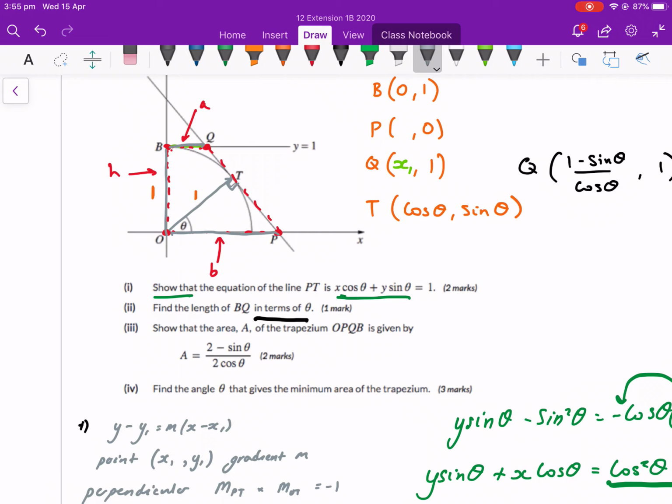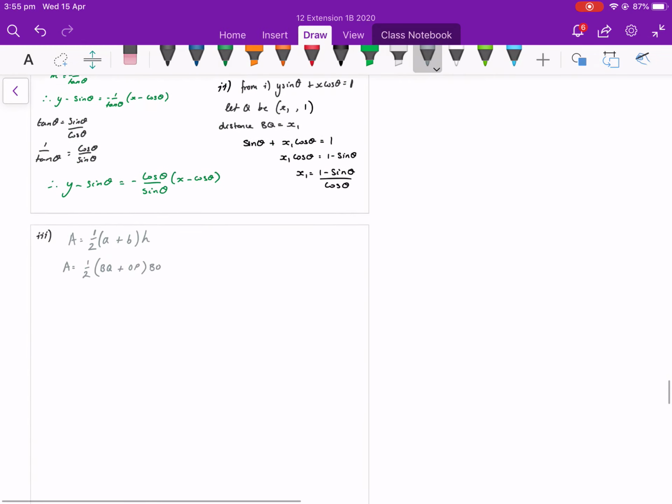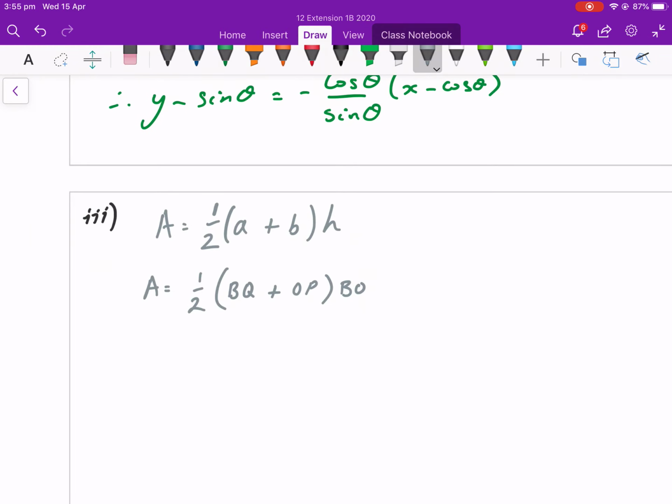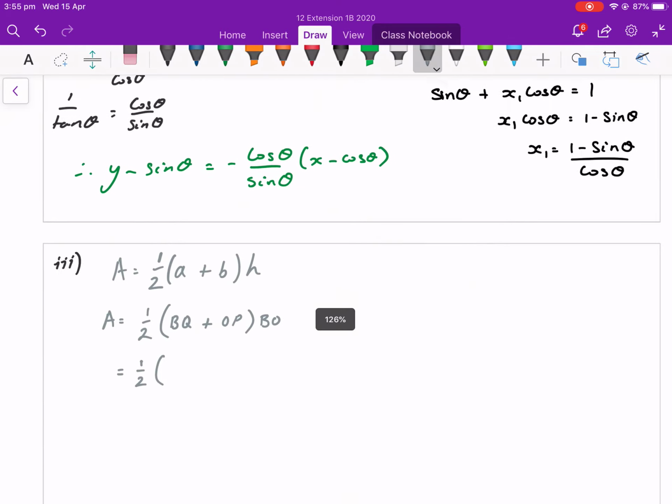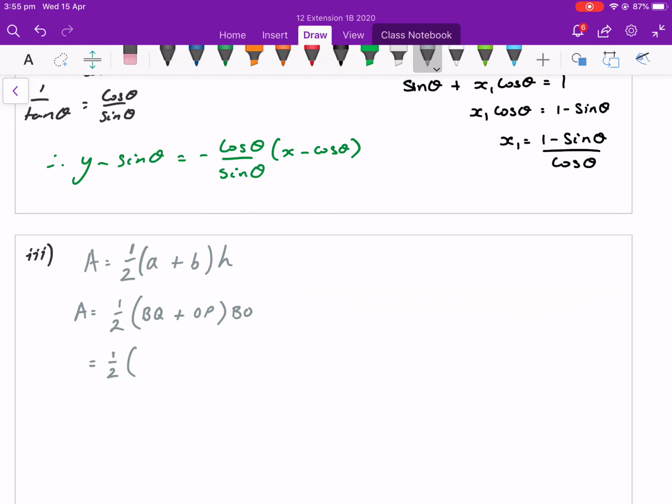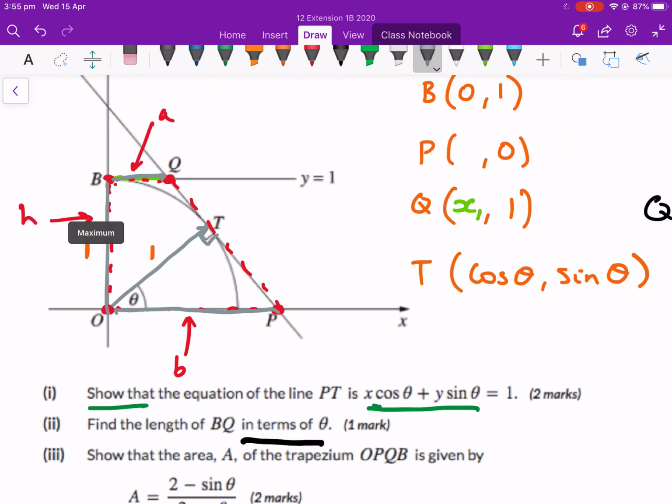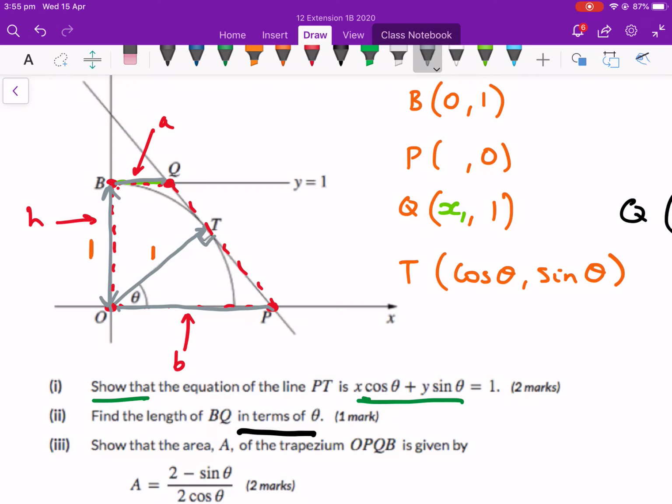And from there, we can then substitute in some of these values that we know. Well, let's start off with the half, that's fine. The length BQ we worked out in the previous part of the question, that's 1 minus sine theta on cos theta, plus OP, we don't know OP at the minute, times BO. Well, BO is just the length 1, which we see in our diagram there. BO is just this length here. Now, we need to find the length here of OP.